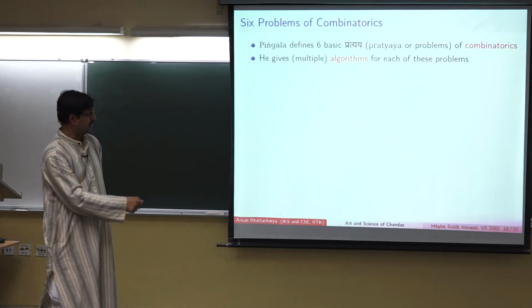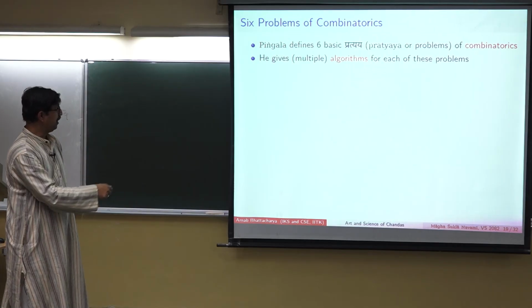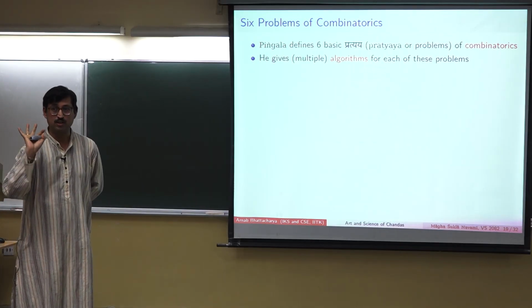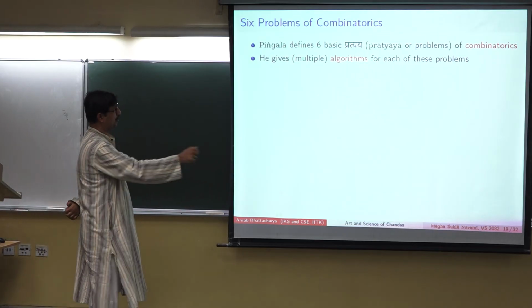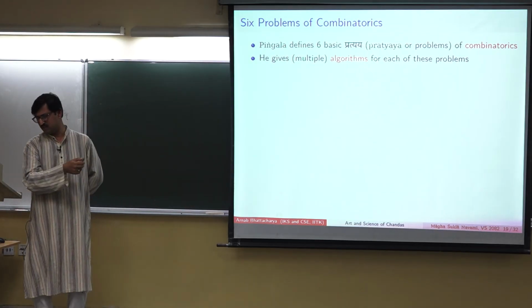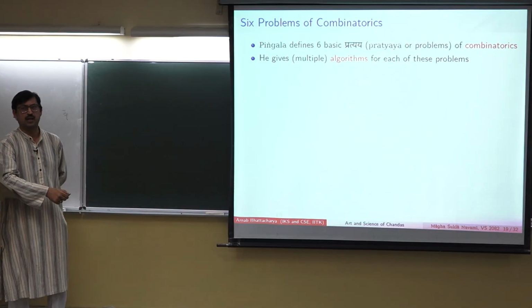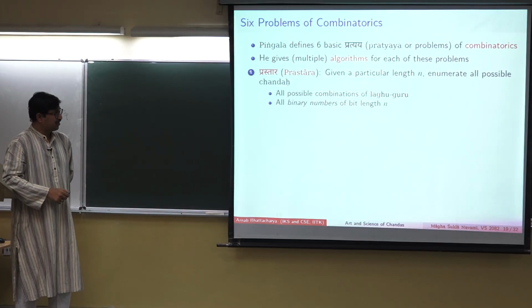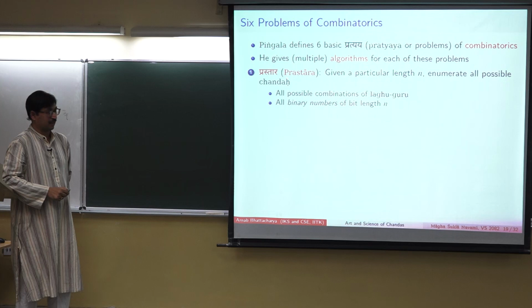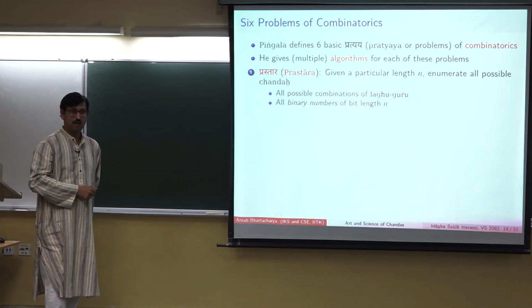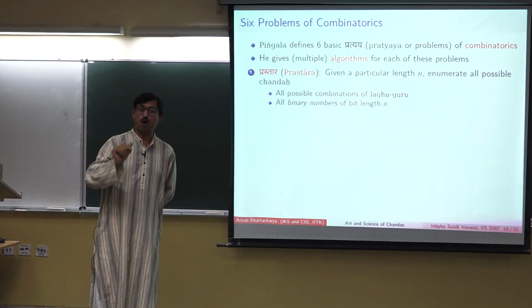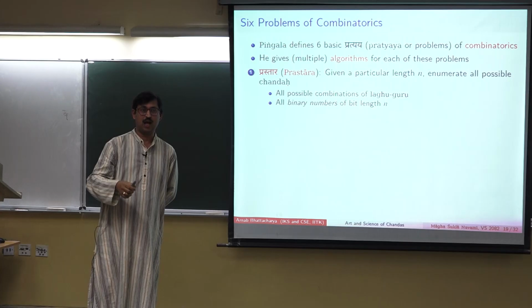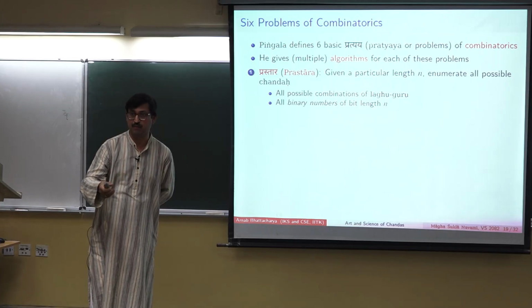Okay. Now, let's move to the mathematics of it. Using this, Pingala asks 6 basic algorithmic questions. These are called the pratyaya questions of combinatorics. And he gives one algorithm or sometimes multiple algorithms for each one. So the first question is prastara. Given a particular length, enumerate all possible chandas. What does it mean, enumerate? Meaning, suppose I give you 4, you have to give me all the binary encodings up to length 4. So this is now trivial for us, right?